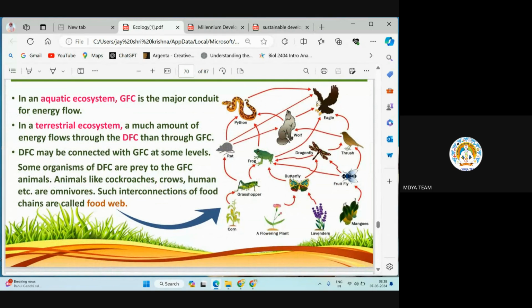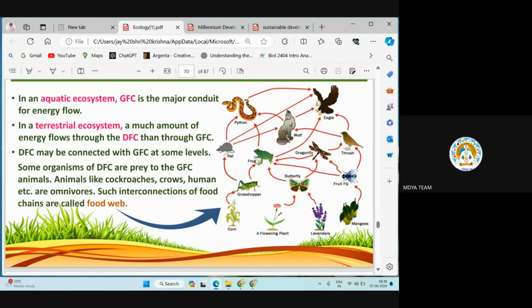For example, there is a corn plant, there is a flowering plant, lavenders, mangoes, all these are producers, means all plants are producers. So food chain is not like a single food chain, like grasshopper will always feed on corn, frog will always feed on grasshopper, and snake will always feed on frog. It's not like that. All the food chains are merged into one another, and this is known as web because it's forming a kind of web.